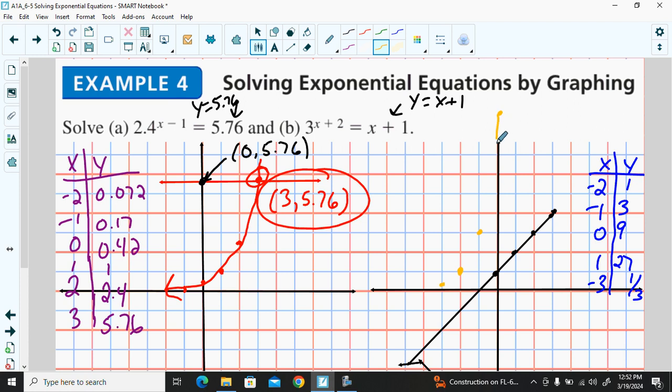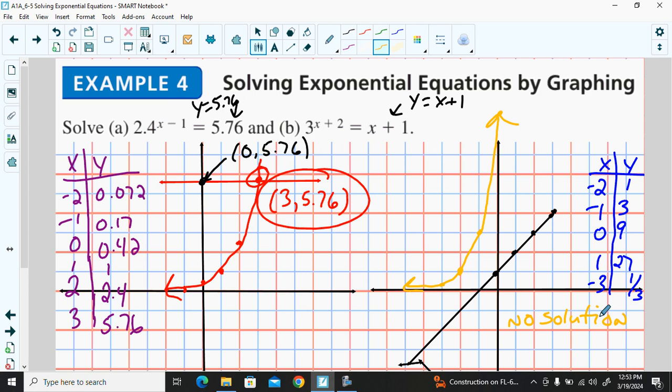So we see our asymptote. It's going to approach the x-axis, it's going to approach 0. So we're looking at this line here. Notice there's no intersection point. So this would be an example of a no solution problem.